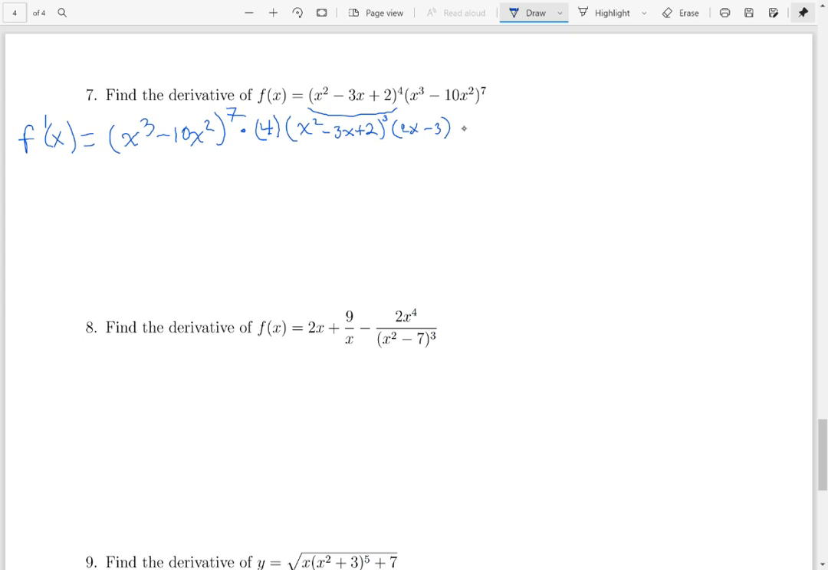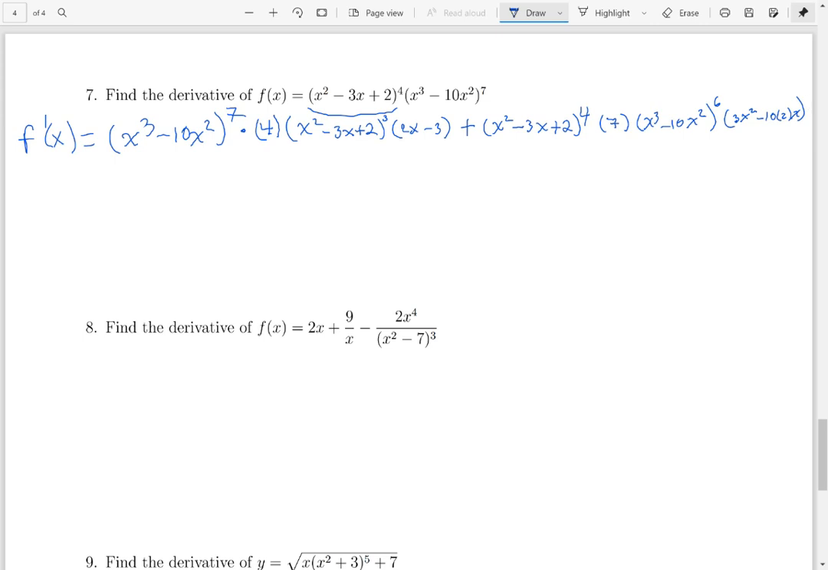then plus the first function unchanged, so that's going to be x squared minus 3x plus 2 raised to the 4th times the derivative of the second function. Well, that's going to be chain rule once again. So that's 7 times the inner function unchanged, x cubed minus 10x squared raised to the 7 minus 1, or 6, times the derivative of the inner function, which is then 3x squared minus 10 times 2 times x, and that is it.